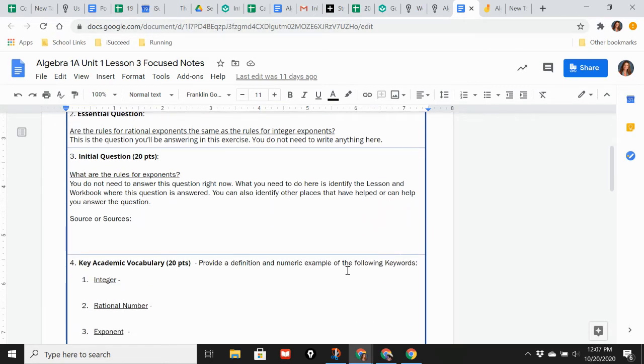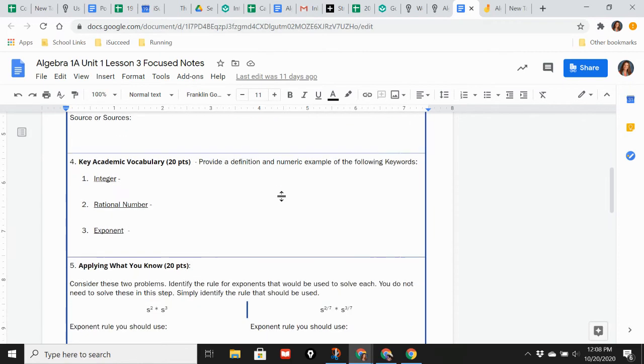In section 3, we have an initial question. And that question for this one is, what are the rules for exponents? Again, we're not going to answer this particular question right here. What I do want you to answer is where you can find the information that will help you answer that question. So we're going to identify sources. And I would like you to identify sources in the course, of course, but you're also welcome to identify outside sources. And I often use Khan Academy and Virtual Nerd and some other YouTube sites that I have vetted and feel like they're good resources for you.